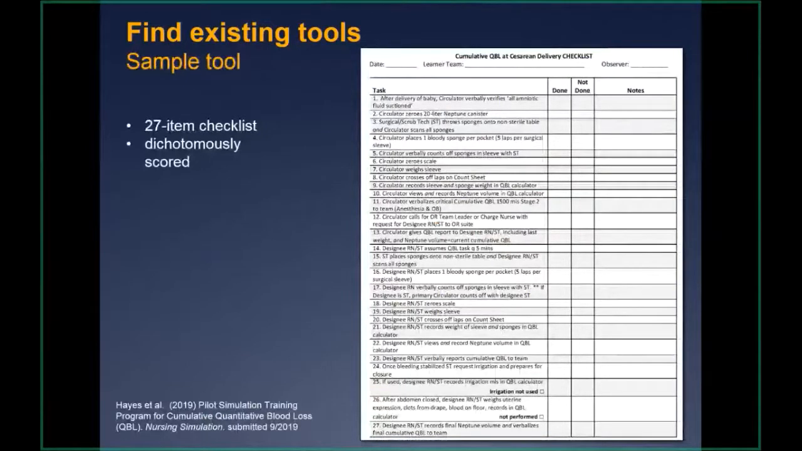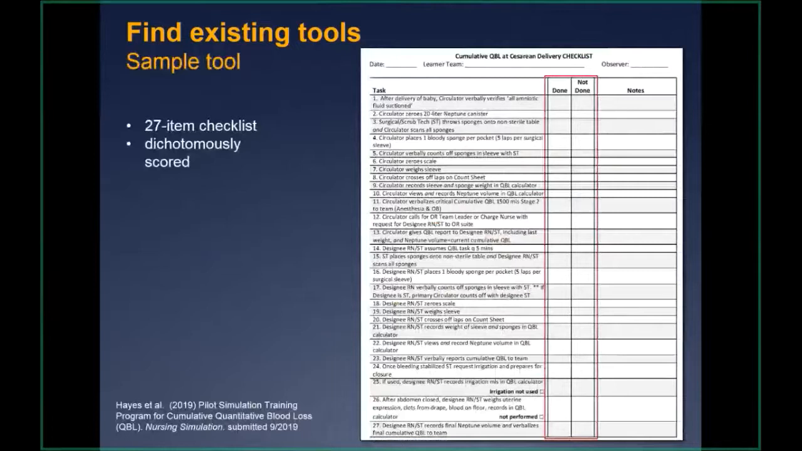Another option when we talked about weird places: your colleagues, your buddies, the people that you talk to, that you rub shoulders with at conferences even. Fabulous place. This one came from a colleague of mine, Dr. Hayes, who developed this 27-item checklist for, again, QBL. Oh my gosh, postpartum hemorrhage. We're right there. So this is fantastic. Dichotomously scored, pretty straight up, and we're going to use this as an example too.